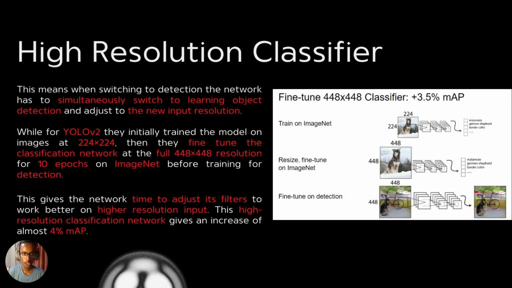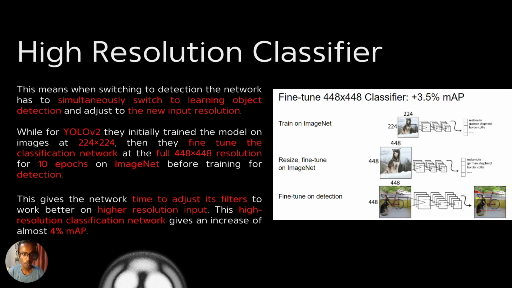This means when switching to detection, the network has to simultaneously switch to learning object detection and adjust to the new input resolution. So when you train the classifier and then simultaneously switch to training detection, the model has to adapt itself to detection and to the new input resolution.